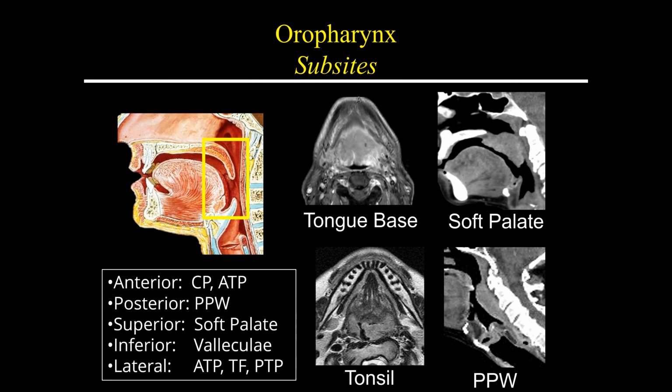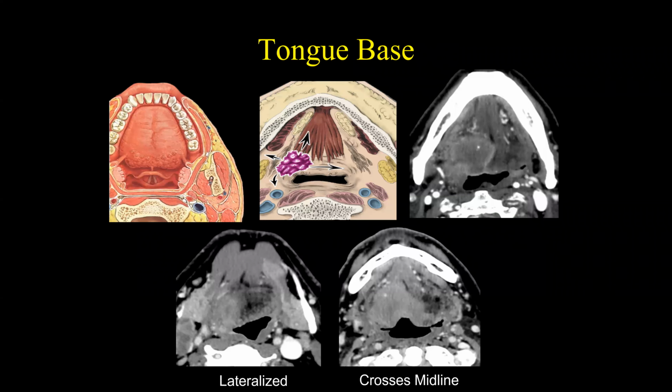The boundaries of the oropharynx: anteriorly, it's formed by the circumvallate papilla and the anterior tonsillar pillar; posteriorly by the posterior pharyngeal wall; superiorly by the soft palate; inferiorly by the vallecula; and laterally by a combination of the anterior tonsillar pillar, the tonsillar fossa, and the posterior tonsillar pillar. There are four distinct subsites of the oropharynx: the tongue base, the soft palate, the tonsil, and the posterior pharyngeal wall, and we'll discuss each of these separately.